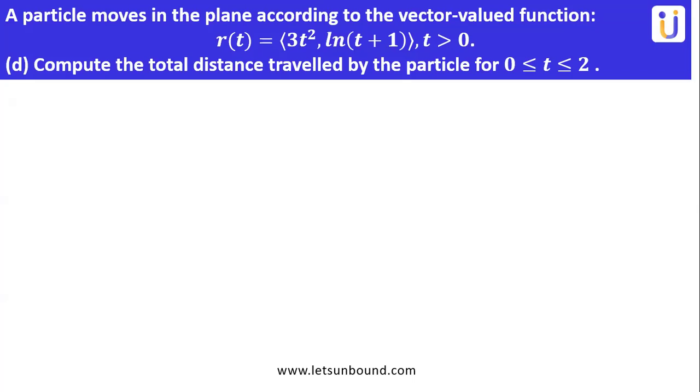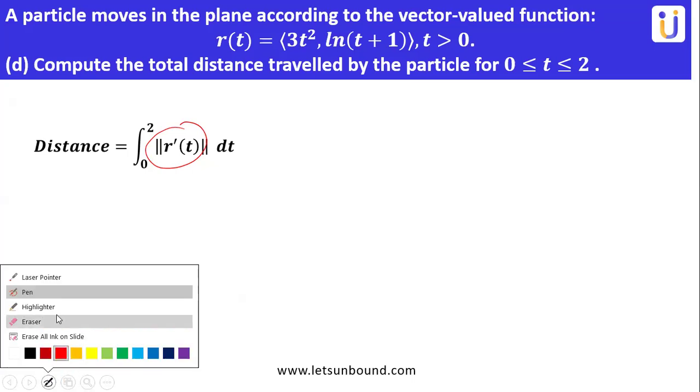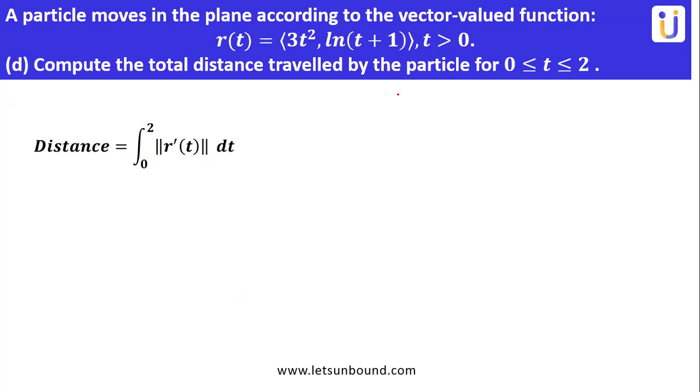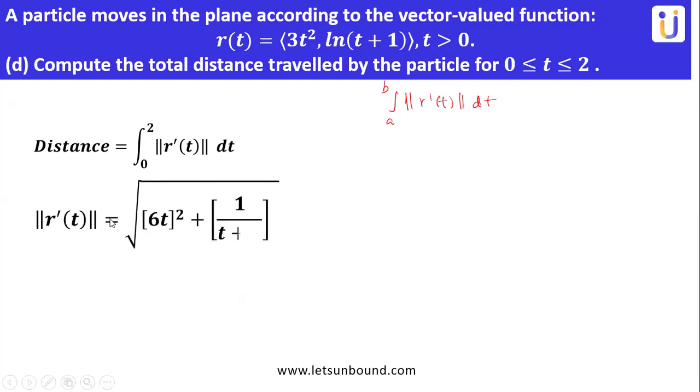Now, compute the total distance traveled by the particle from 0 to 2. Distance always depends on the rate of change of the function, right? So we have to use the rate of change, and this is the formula: integral from a to b of the modulus of the rate of change, like the norm for vectors, we will say norm of r dash of t dt. So that's it. Now you know r dash of t. So it's not r of t. That is the only thing we have to calculate.